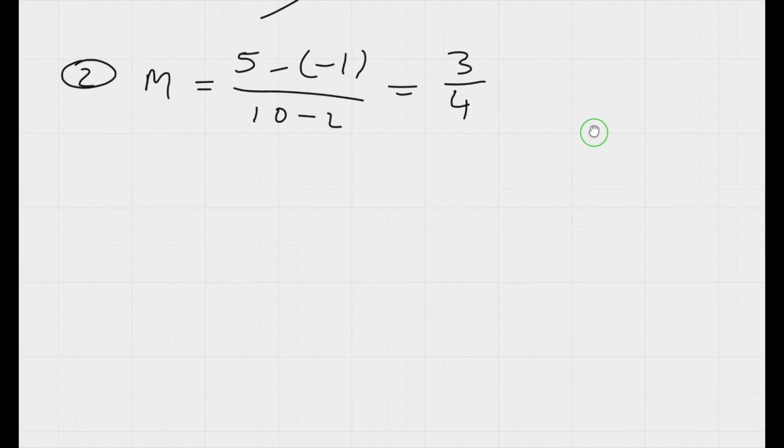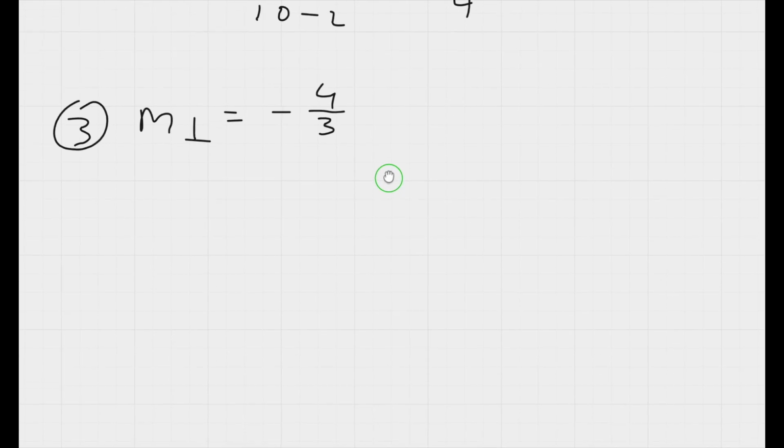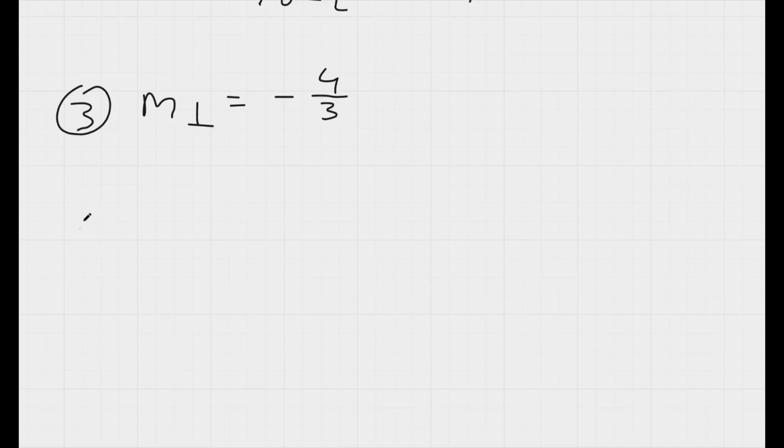Here's where that comes into play. Step 3, find the gradient of the perpendicular bisector. It's just going to be the negative reciprocal of this gradient. So -4 over 3. Easy. Step 4. Let's make an equation for that line.